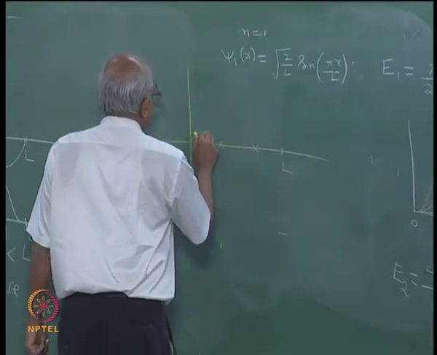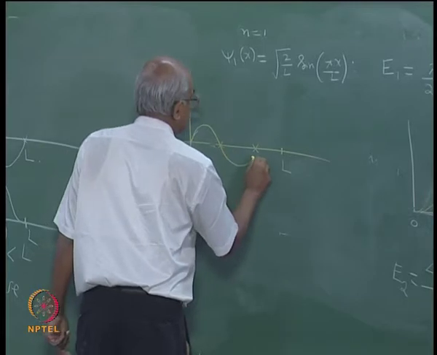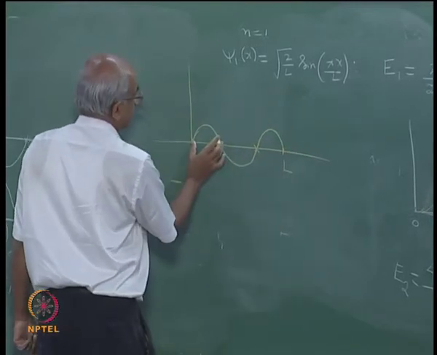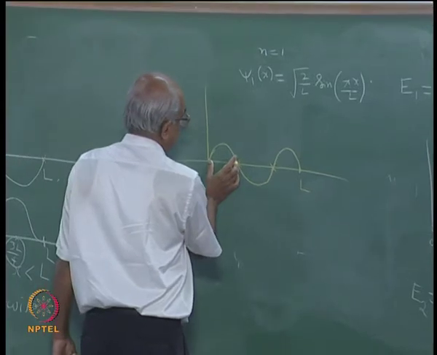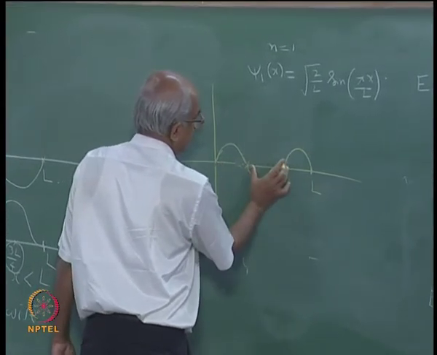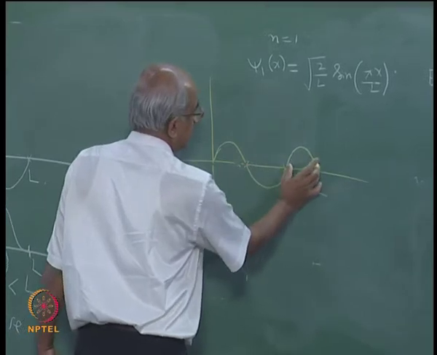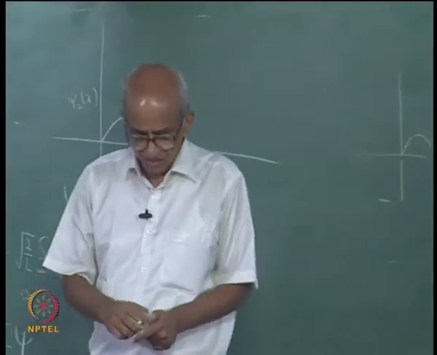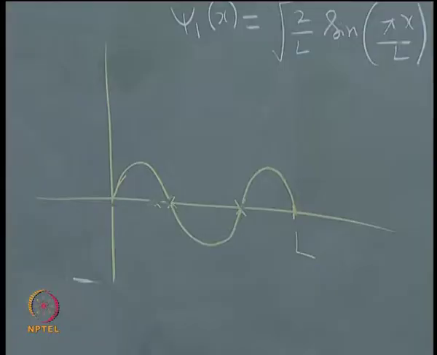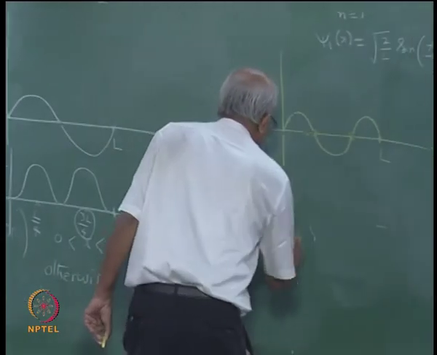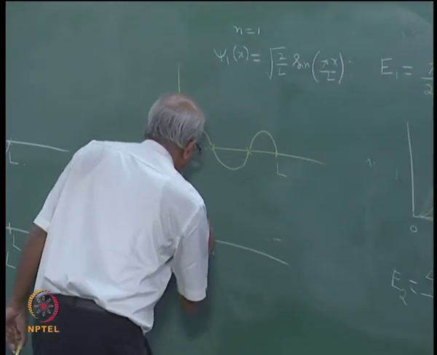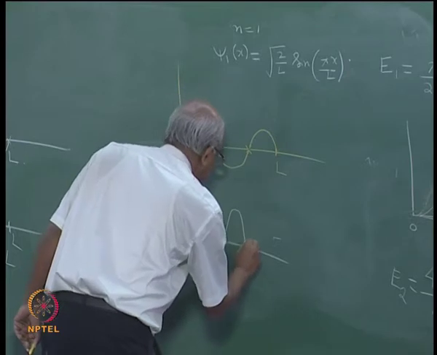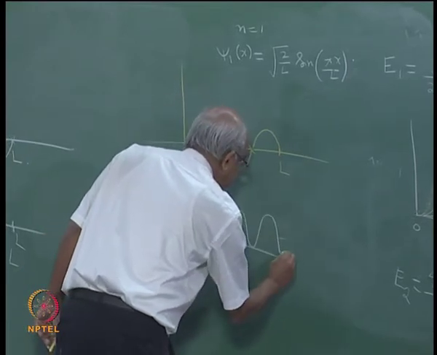How will it look like? It would look like this. In this range the function will have values which are positive. Here in this range it will have values which are negative and then positive. That is how it is, and there are two nodes. You can make a plot of psi square in precisely the same fashion. It is very easy. How will it look like? Maybe I will just draw that also. So, that is how it will look like.